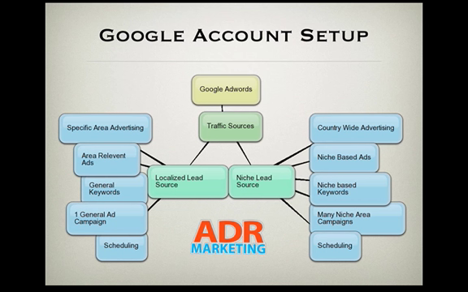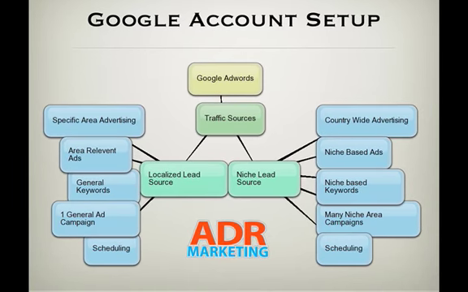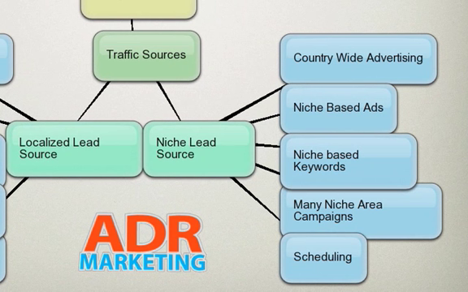That's our localized lead source, so that you're going to be showing advertisements to only people in your specific target market. The second lead source or traffic source that we're going to set up is a niche lead source. This is where we're going to be getting that traffic for pennies a click, where nobody else is advertising, but we get these really targeted specific leads.